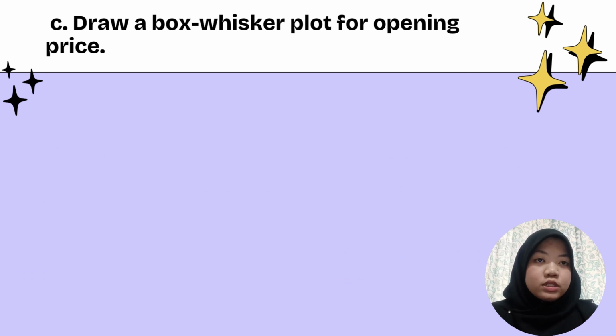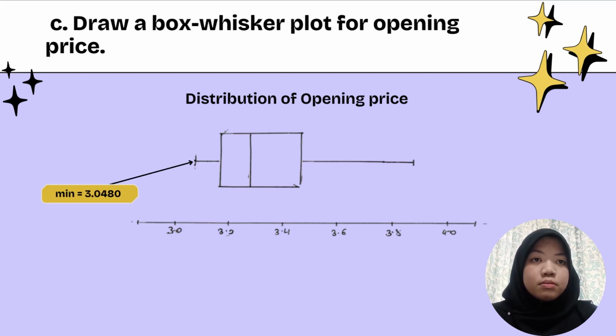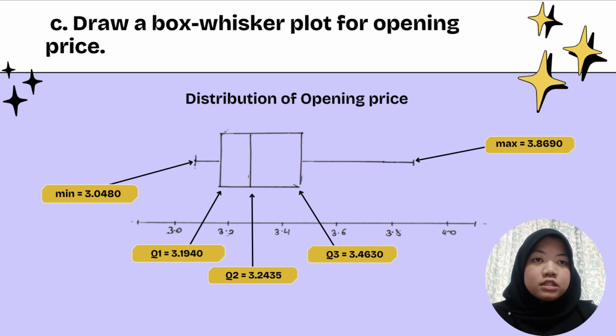Lastly, for question C, we have to draw a box and whisker plot for the opening price. In the box and whisker plot, we have to use the 5 number summary where we have minimum, maximum, first quartile, third quartile and second quartile. As you can see here, this is the plot for the box and whisker plot.